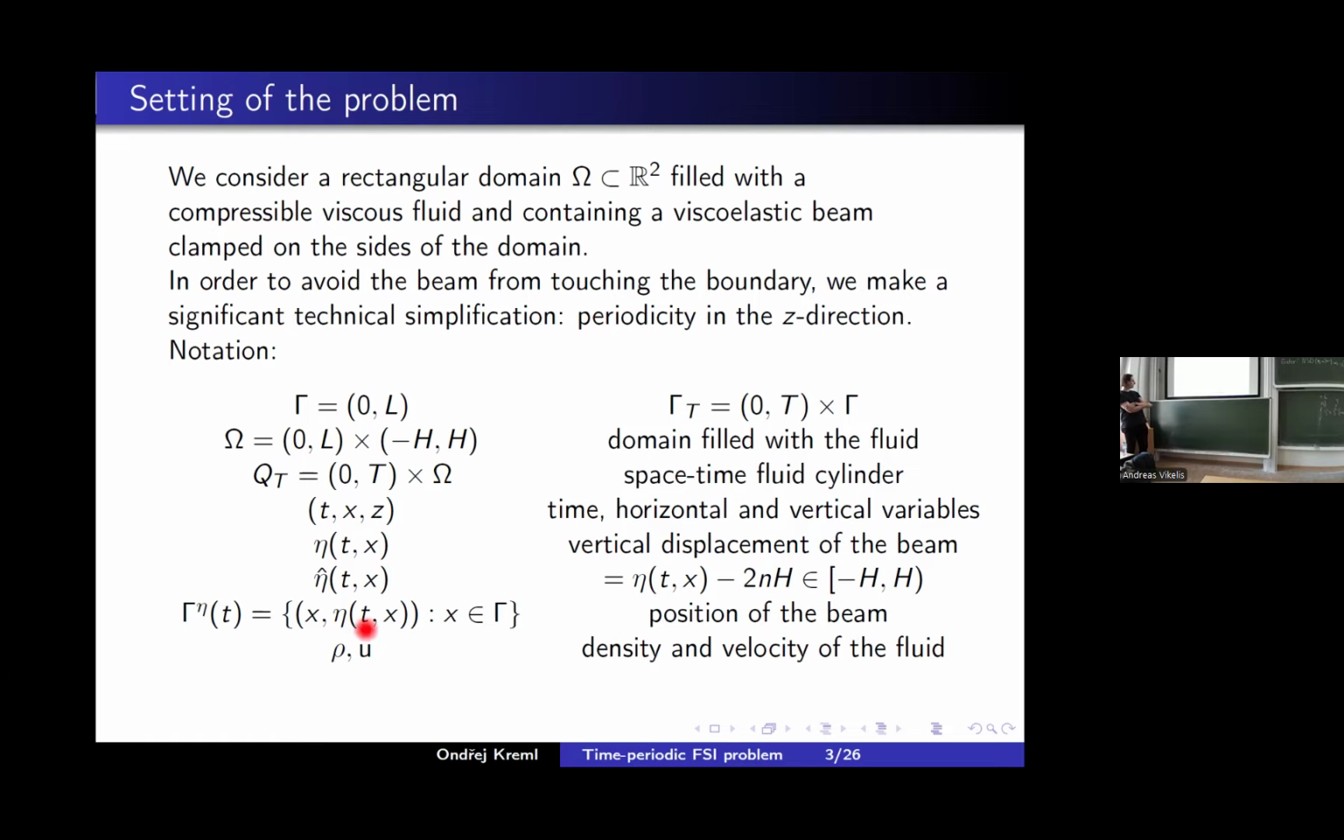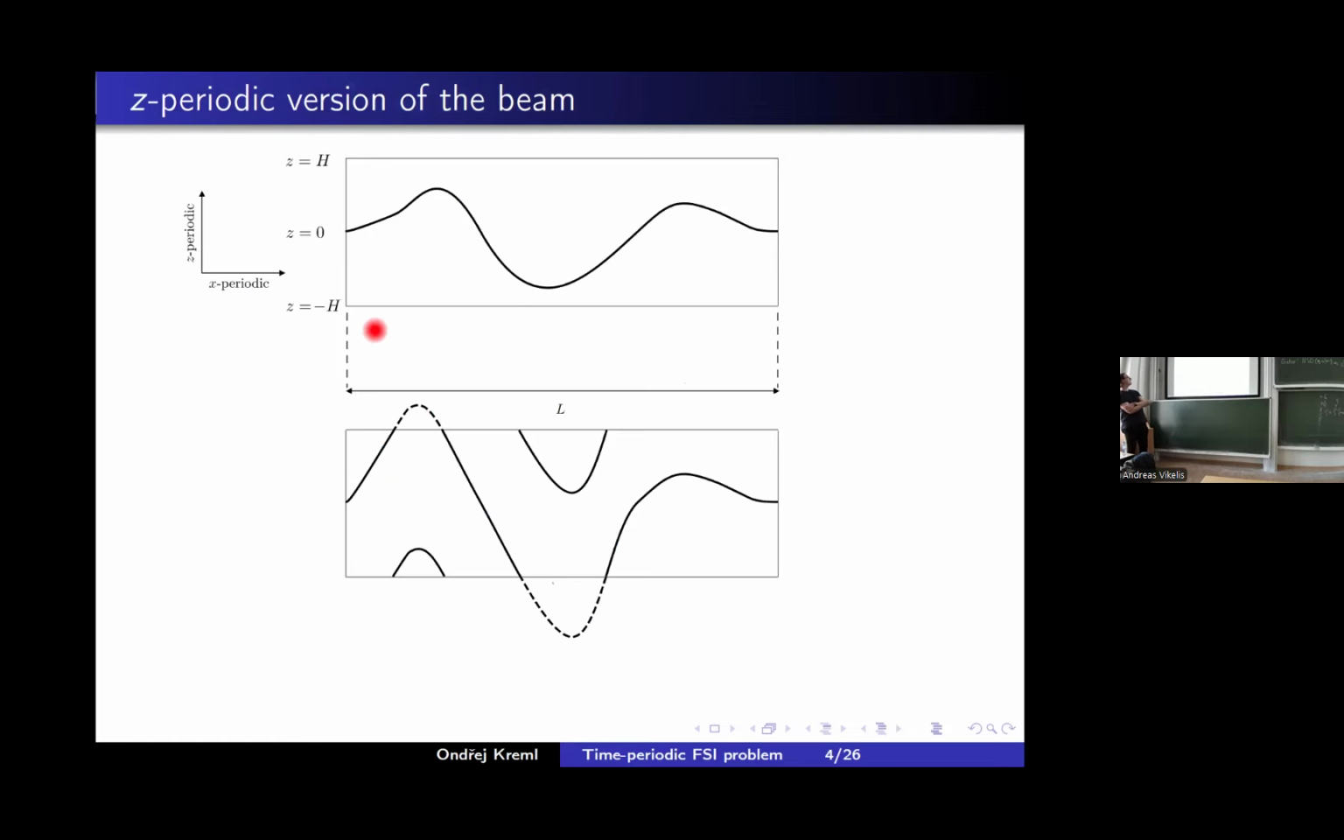Okay, so the position of the beam is denoted by gamma eta here. So this is just a couple of x and the value of eta t and x. And finally, what we use is rho and u for the density and the velocity of the fluid. And I will get to the equations later, but here is the picture to have in mind, right?